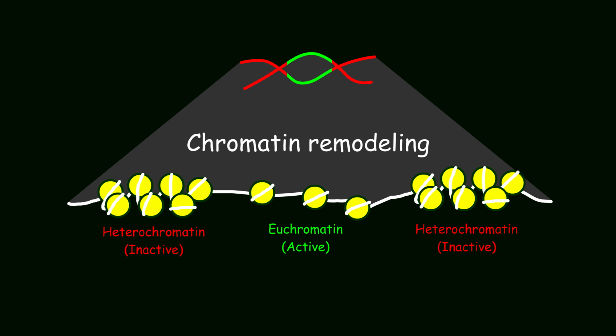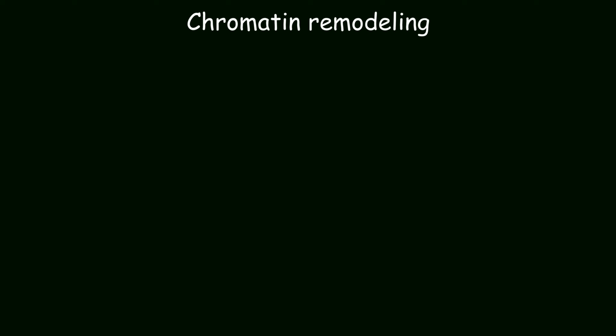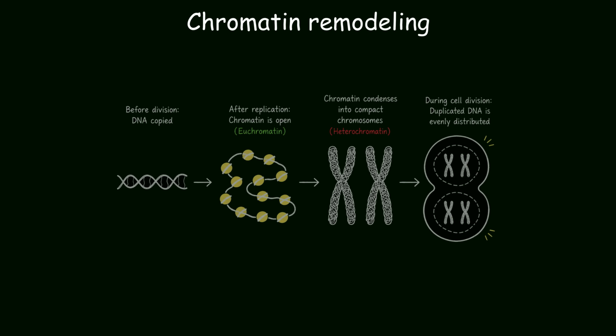By changing how tightly DNA is packaged, cells can turn specific genes on or off in response to developmental signals and environmental changes. Chromatin remodeling is also essential during DNA replication and cell division. Before a cell divides, its DNA must be accurately copied. After replication, the chromatin condenses into highly compact chromosomes, allowing the duplicated DNA to be evenly distributed between the two daughter cells.